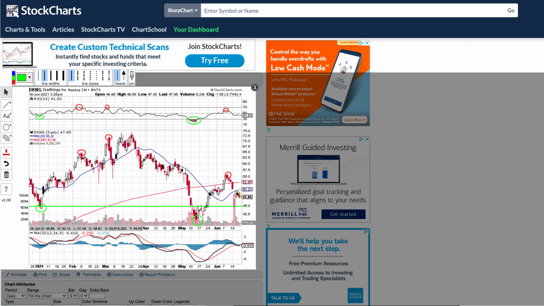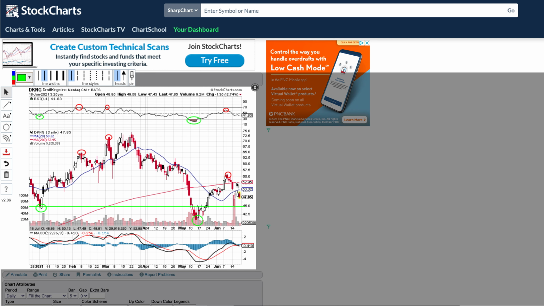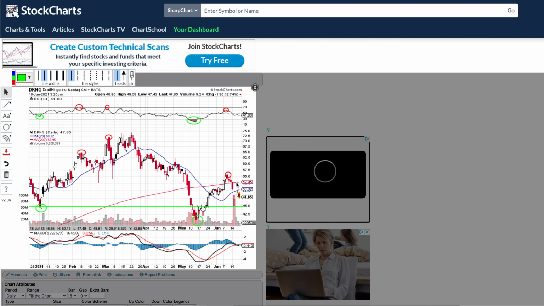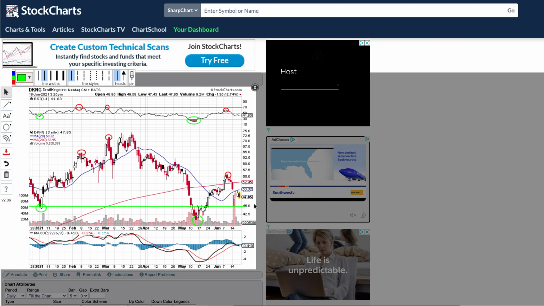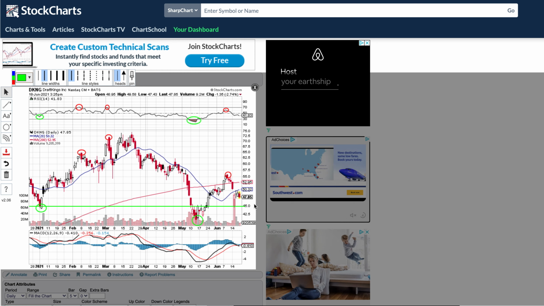And clearly, as you can see, this was a pretty good place to exit since it moved back down to the downside shortly after. So, yeah, that was a pretty successful trade. And yeah, that's pretty much all that really went into that thought process.